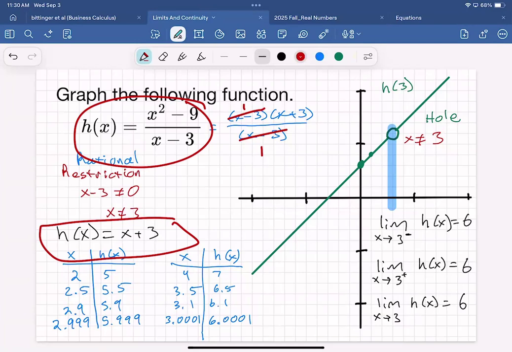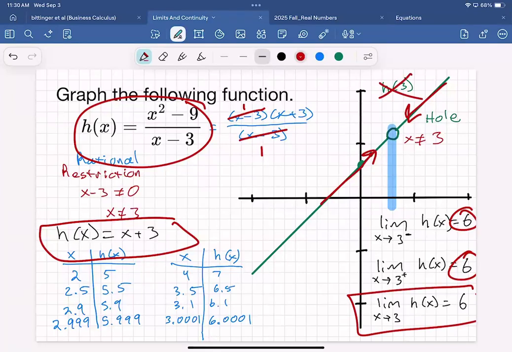Okay. But as you'll see here, it's like, hey, I can do the left-hand limit and I can do the right-hand limit. They both equal 6, so the limit exists. But I'm not allowed to do this. This is not allowed because 3 would put 0 in the denominator of my original function. Does that help a little bit with that too?